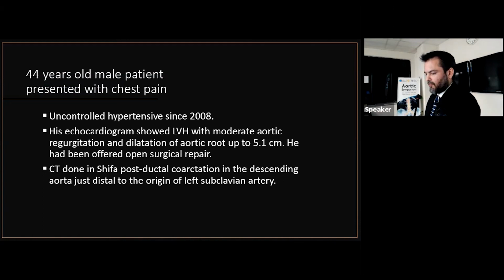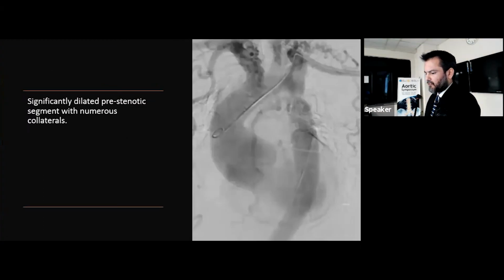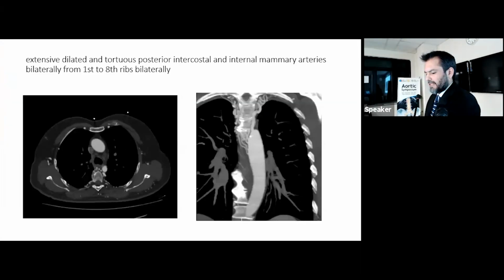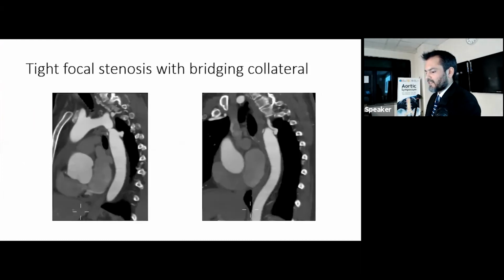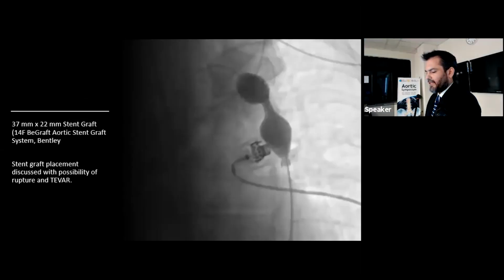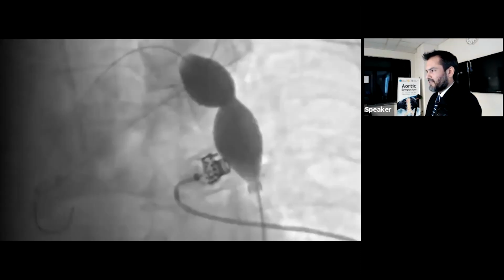So this was a 44-year-old gentleman, uncontrolled hypertension. Look at the huge number of collaterals, and you can see how small the descending thoracic aorta is. And you can also see a large number of collateral vessels over there. And you can see another large bridging collateral over here. And what we used here was a Bentley stent graft, and you can see the pressure as we're inflating that graft. So this is a high pressure balloon inflated short stent graft.